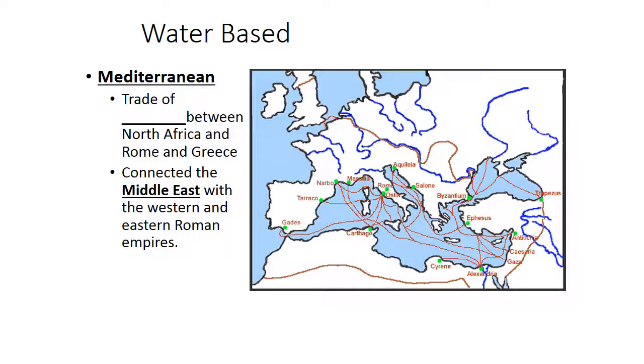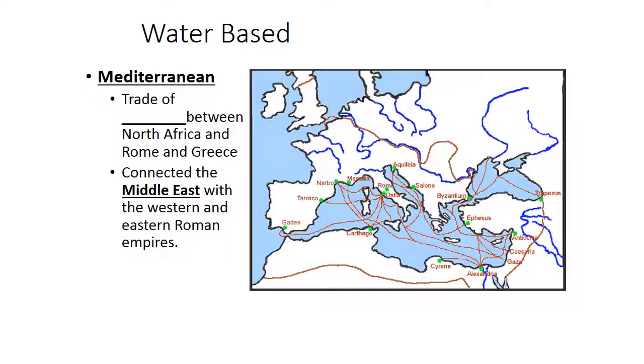So there was trade between North Africa and Greece and Rome. Remember, we talked about North Africa as the breadbasket of Greece and Rome. So North Africa traded wheat and grains in exchange for Roman and Greek olives and grapes. So wine, olive oil, etc., specialty items.